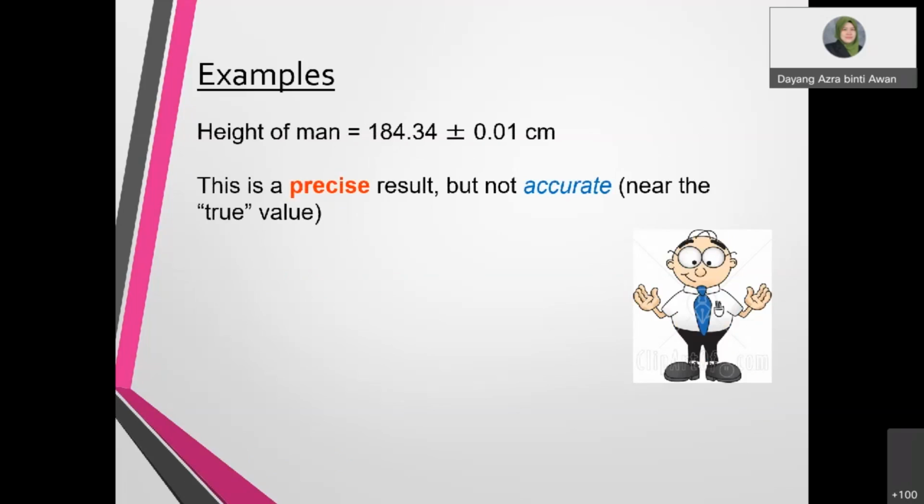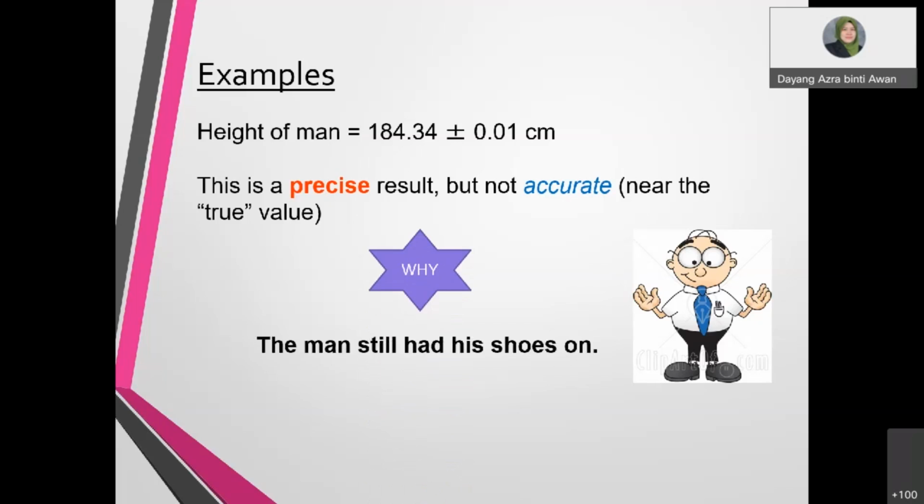Okay, so why they said that this result is not accurate? Sebab, okay, dia pakai kasut. Kalau you do the measurement of ketinggian of a person, you need to take your shoes off. Okay, so although the result is precise, sebab dia ada 184.34 plus minus 0.01, the result is not accurate, meaning that it is not a true value untuk that height of the person. Okay, so you need to take off your shoes to get your accurate result.